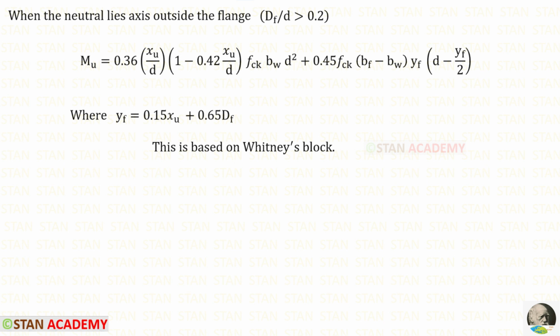When Df upon d is greater than 0.2, in this case for the moment of resistance, we have to use this formula. Here there is one change. In this term, instead of Df, we have to use yf. yf is 0.15 xu plus 0.65 Df. This is based on Whitney's block. Let us see how to get that.